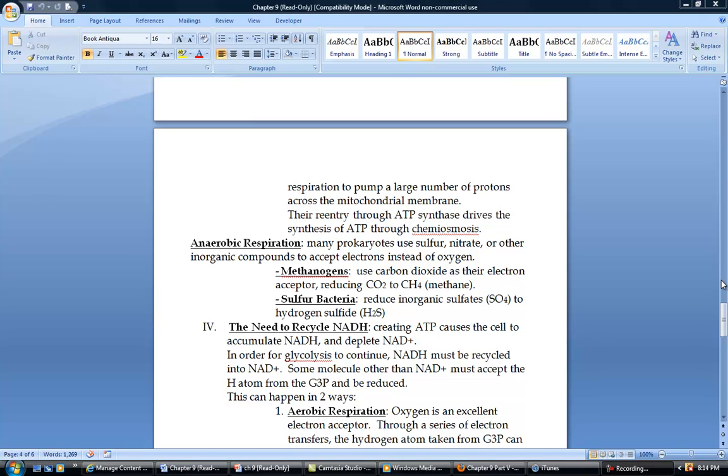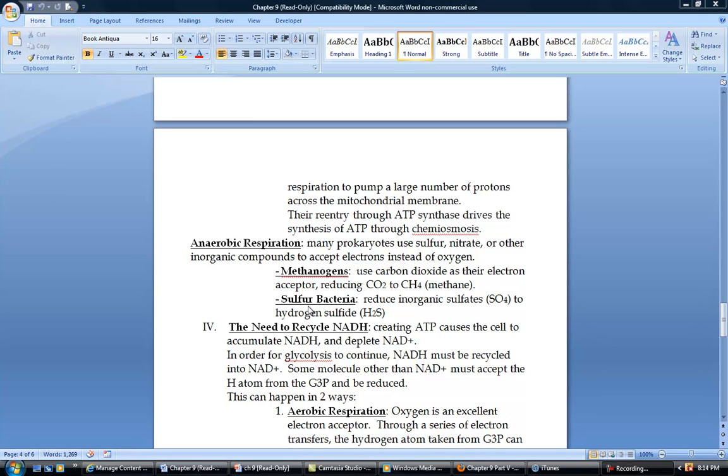Okay, so what we're going to talk about next is the different types of respiration besides aerobic respiration that can happen. So here you can see anaerobic respiration, and anaerobic respiration is obviously going to happen without oxygen being around. Methanogens are a type of bacteria that do this, and instead of using oxygen as their electron acceptor, they use carbon dioxide, and a byproduct they make is methane, and that's where they get the name methanogens.